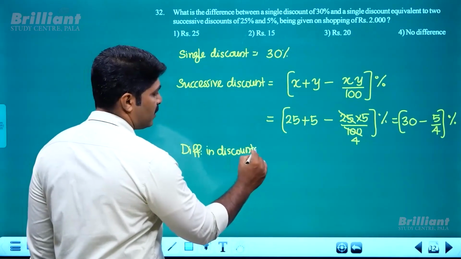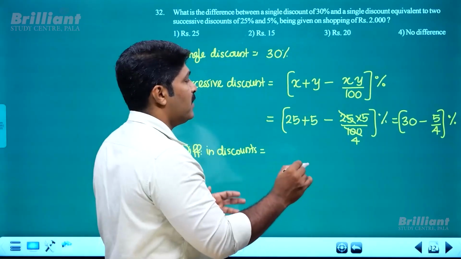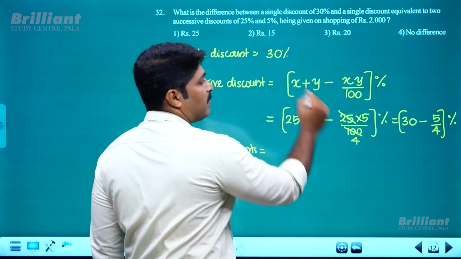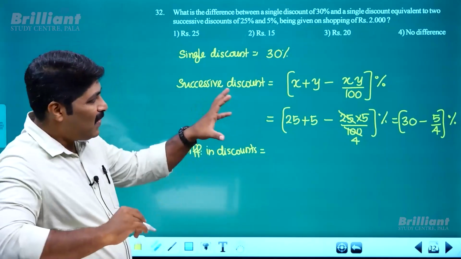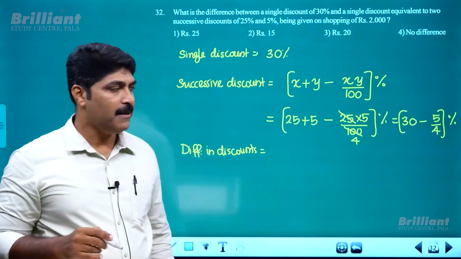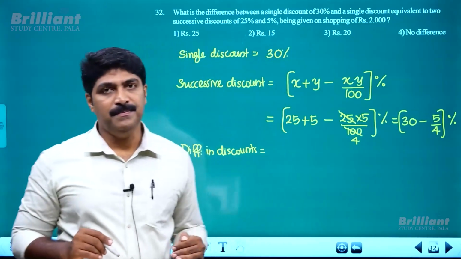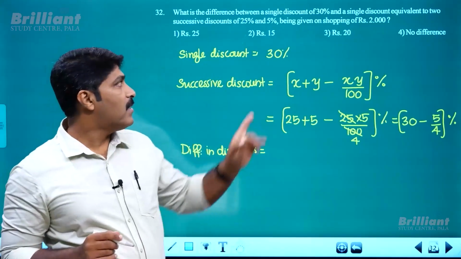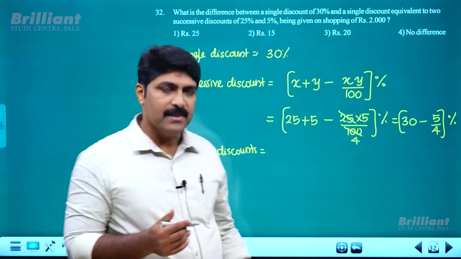So we are considering it in a logical manner. While we are considering the difference in discount, in the sense of 30% and this value, what is the difference in discounts? Just closely observe. Here the first direct discount is 30% and the second one is 30 minus 5/4%. Where did we get the maximum discount? In the first case. Two successive discounts, how did it occur like this?